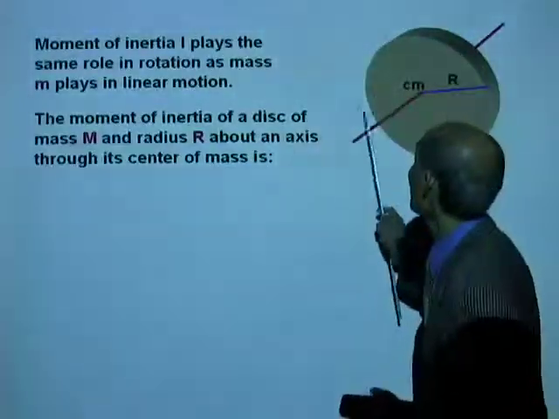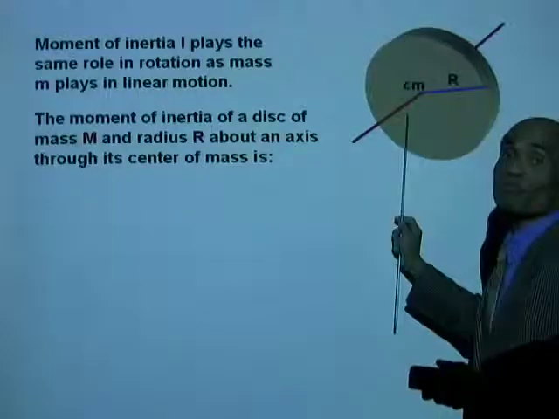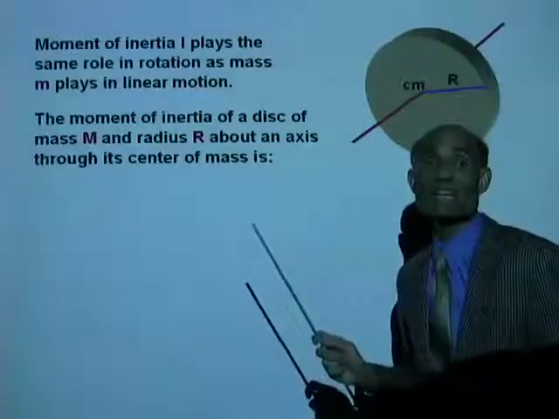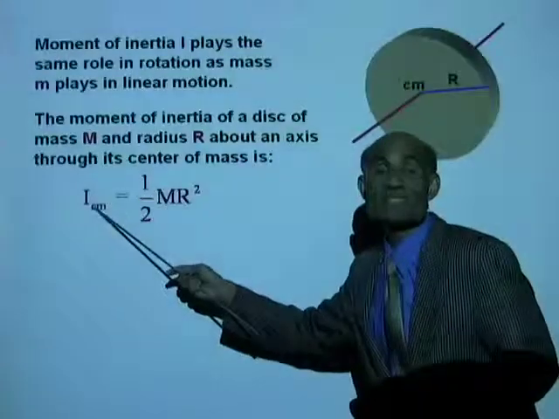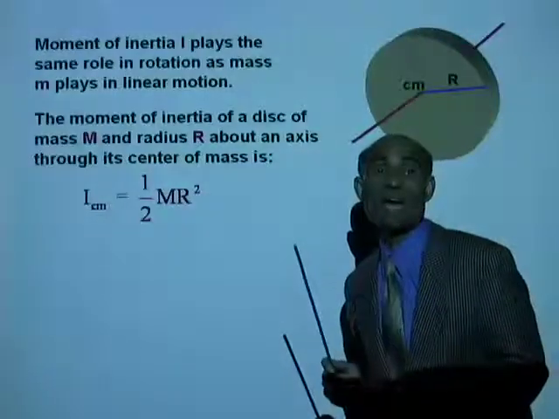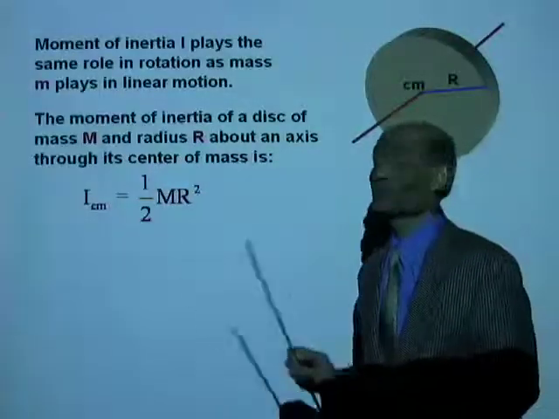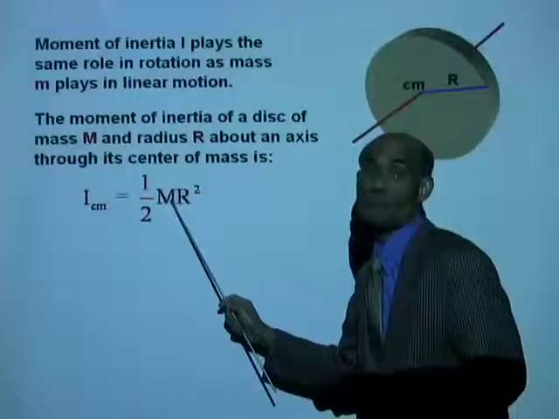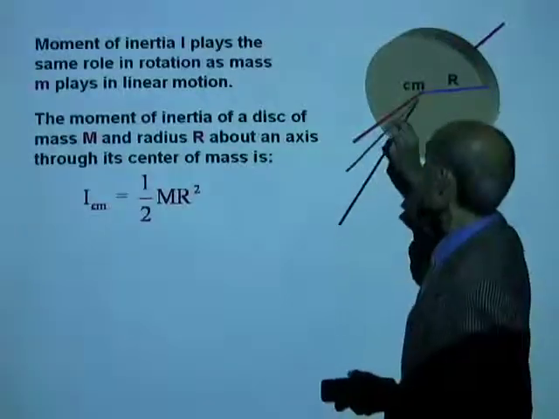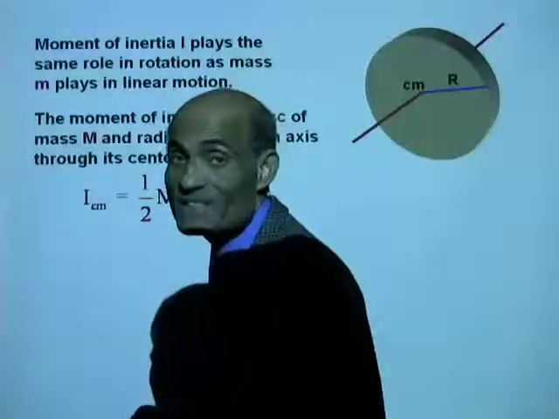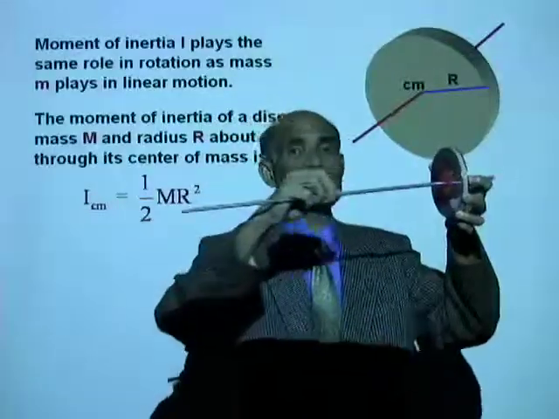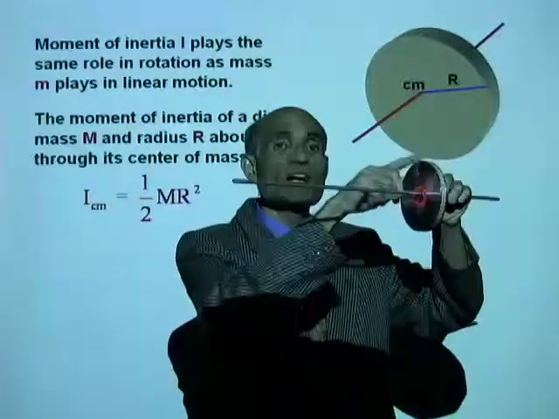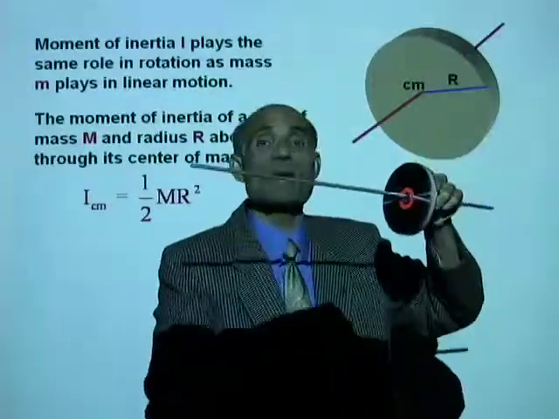Now, what is the formula for the moment of inertia of a disk about an axis that passes through its center of mass? The formula is this: I center of mass equals 1/2 mr squared. This is the moment of inertia of a disk of radius r and mass m about an axis that passes through its center of mass. Well, this is an axis passing through the center of mass of this disk. So its moment of inertia is 1/2 mr squared.